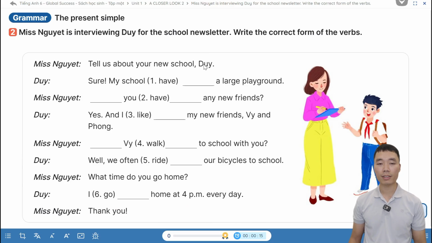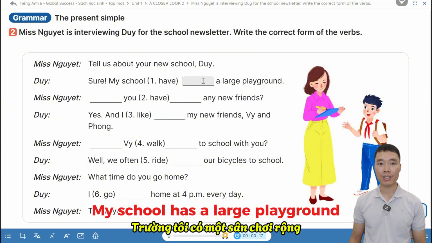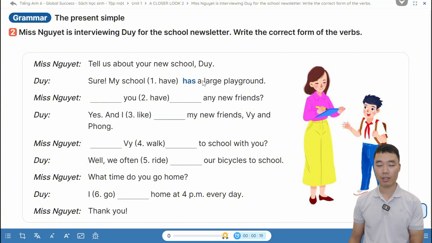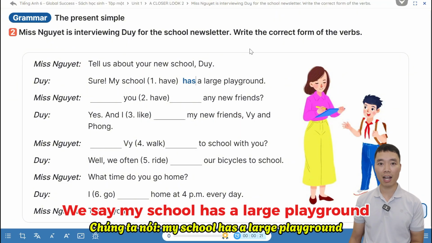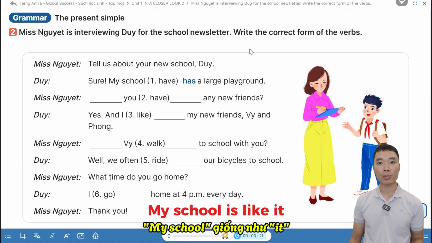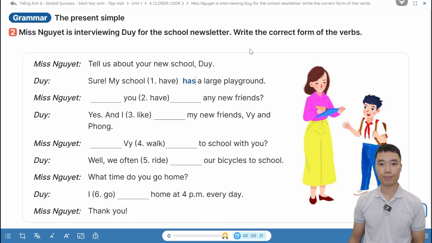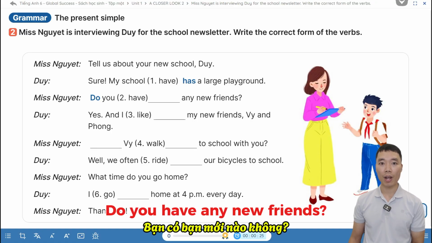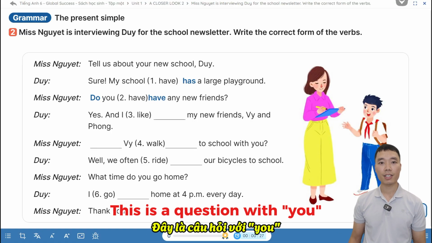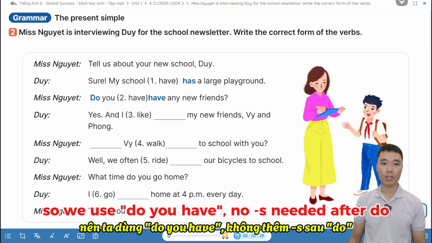Number 1. My school has a large playground. We say, my school has a large playground. My school is like it, so we add s to the verb, has. Number 2. Do you have any new friends? This is the question with you, so we use do you have. No s needed after do.